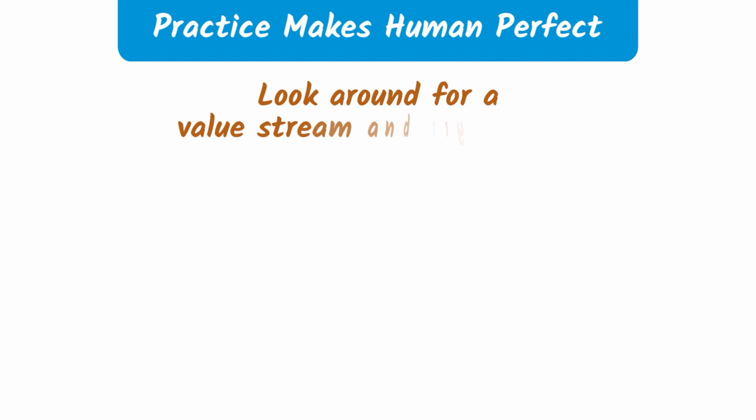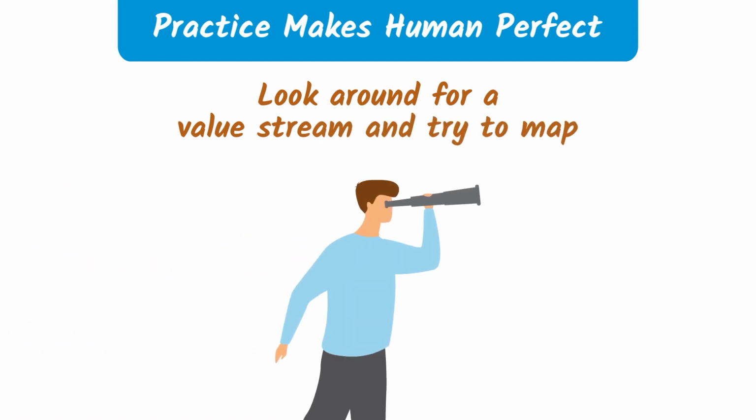Now to practice whatever we have learned in this video, here is a small exercise for you. Identify any small value stream around you. It can be as simple as making a cup of coffee, and map all the steps in detail in that value stream. See if you can do that with all the resources required and all the times required, and see how the value stream looks.